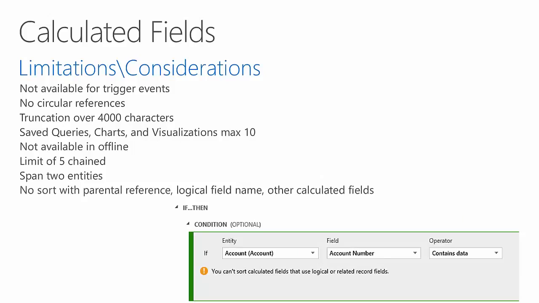If a calculated field references a field from a parental entity, logical field such as an address field, or another calculated field, you cannot sort a view on that field. For example, if you have a calculation on the opportunity entity that references a field on the parent account record, you will not be able to sort a view based on that calculated field. If a calculated field only references fields from the current record, you can sort on that field.